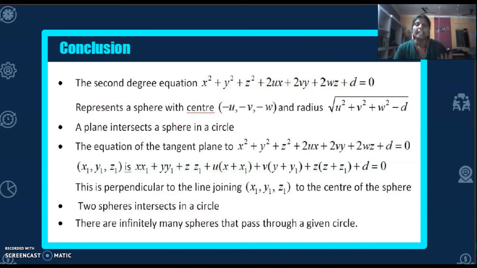And the equation of the tangent plane to the general sphere at (x1, y1, z1) is x x1 plus y y1 plus z z1 plus u(x plus x1) plus v(y plus y1) plus w(z plus z1) plus d equal to 0. This is perpendicular to the line joining (x1, y1, z1) to the center of the sphere. Next, two spheres intersect in a circle, which is very important, and there are infinitely many spheres that pass through a given circle. These are all the things we saw in this video.